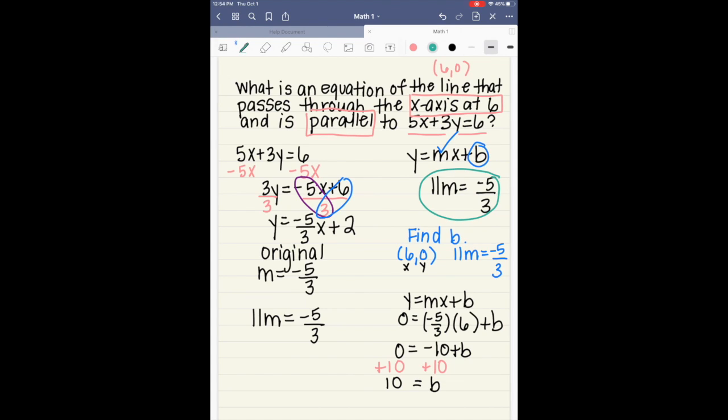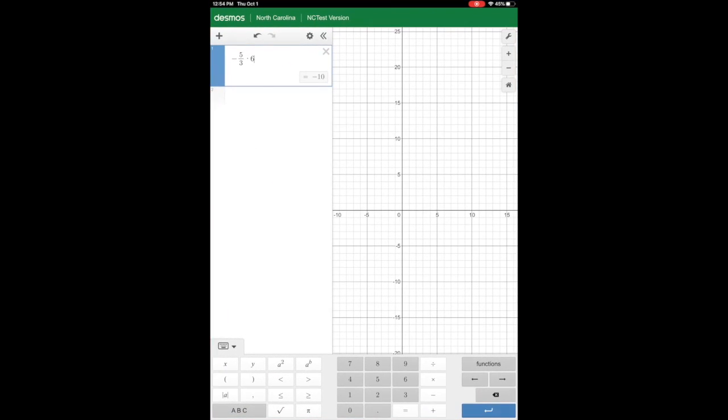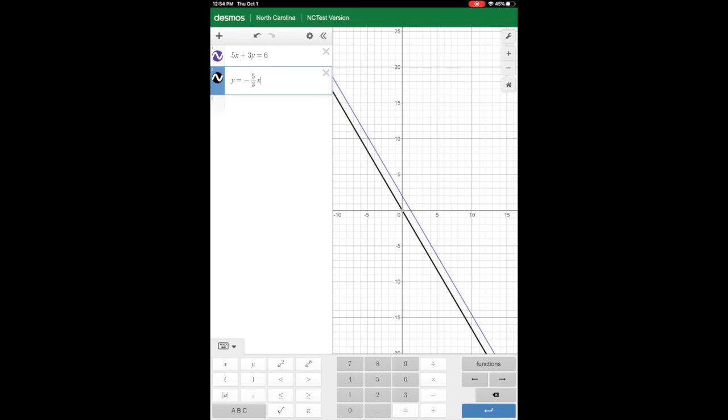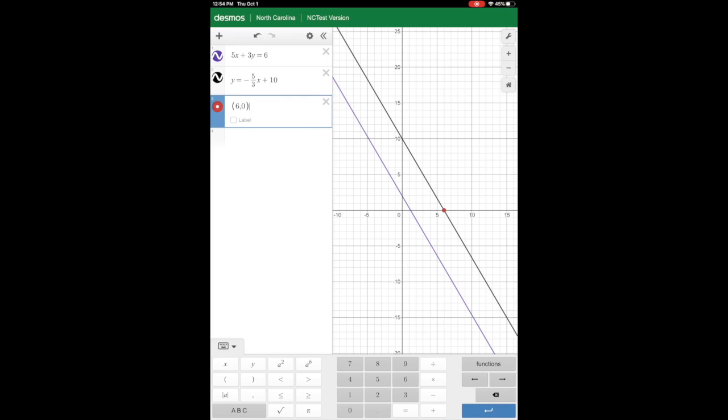So we now have the parallel slope and we have our b value in order to write our equation. So y equals negative 5 over 3x plus 10. Go graph in Desmos and check it. So we had 5x plus 6y equals 6, or 3y equals negative 5x plus 6, and we have y equals negative 5 over 3x plus 10. And we can see that it does go through that point (6, 0), that x-intercept, and it is parallel.